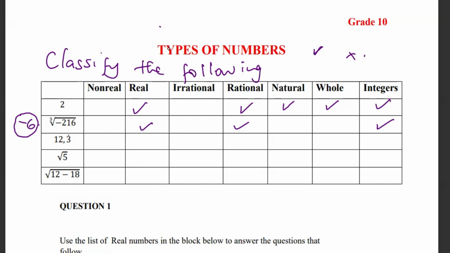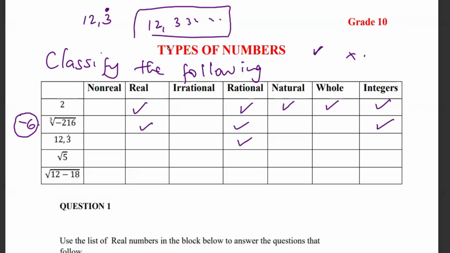Then next we have 12,3 with a dot. This dot on top simply means that the 3 is repeating, which is 12,3, 3, 3, 3, 3. We said for as long as we have a recurring fraction, automatically it becomes a rational number. But rational numbers are part of the real numbers. Do we have fractions under natural numbers? No. We don't have fractions under whole numbers, and we don't have fractions under the integers. So it's just those two boxes.